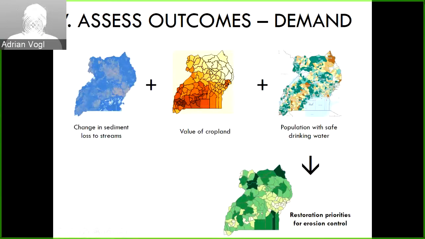And then also, to reiterate, looking at the supply side as one side, it can also be interesting and important to intersect this with people. So in this case, you could look at the change in sediment loss to streams, overlay that with the value of cropland and where that restoration may have more or less opportunity costs. Also overlay that with the population with access to safe drinking water, so people who don't have treated water would be more vulnerable to declines in water quality, and would benefit more from improvements in water quality. And then integrating those physical and social metrics together to provide a map of restoration priorities based on the ecosystem service benefits on the physical side as well as the social side.